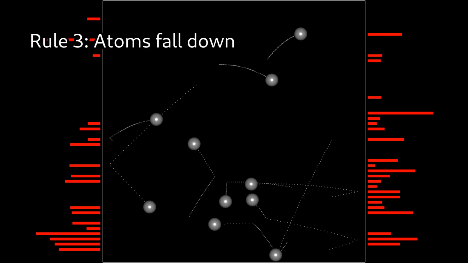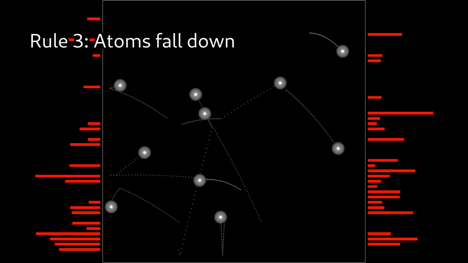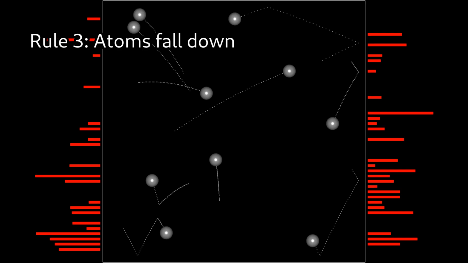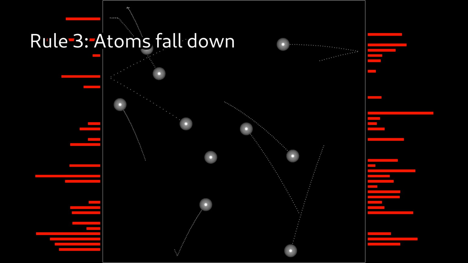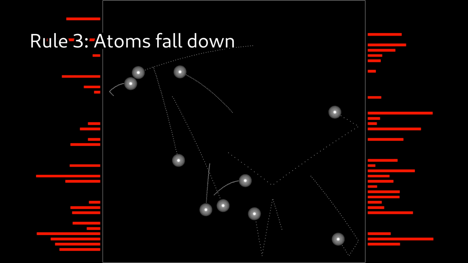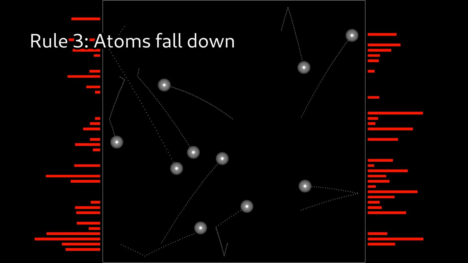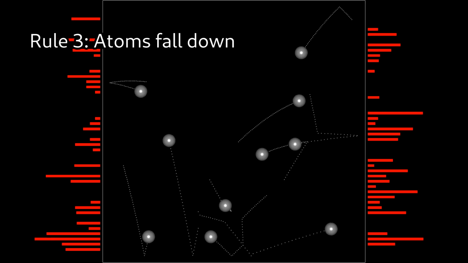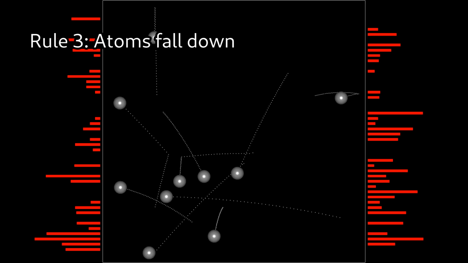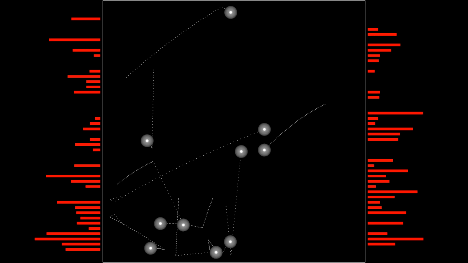Rule three, atoms fall down. If one goes up, it comes back down. In detail, there's a constant downward acceleration, and that means that atoms don't fly in straight lines, but follow parabolic arcs. Just as in rule one, there's no interference from a medium because there is no other medium besides the atoms themselves. And that's it, there are no other rules.